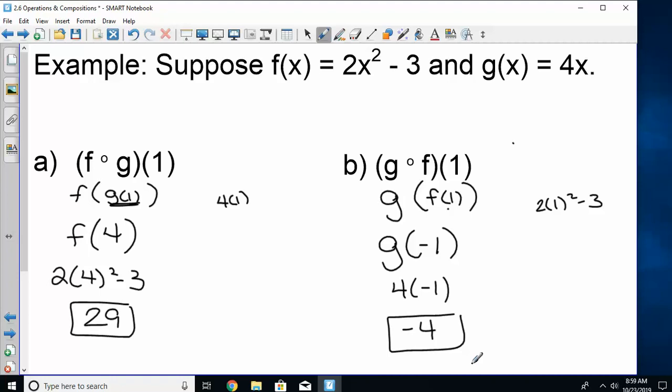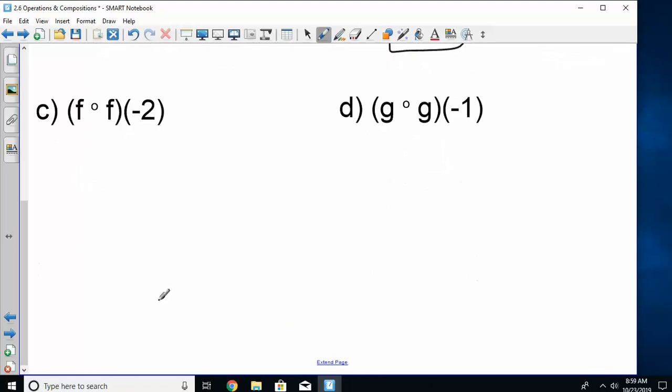Any questions on that one? I'm going to do a couple more with you, and then I'm going to put some up for you guys to try. You don't have to be plugging these into different functions each time. So I might ask you to do like f composed with f or g composed with g. So I'm going to put those up there to illustrate that. If I said f composed with f of negative 2.